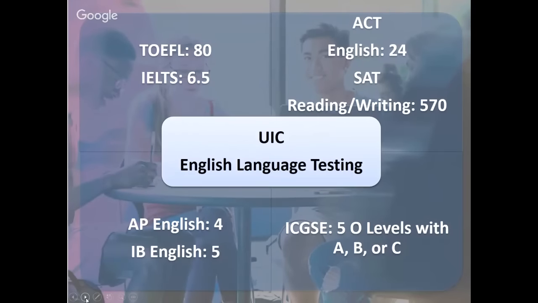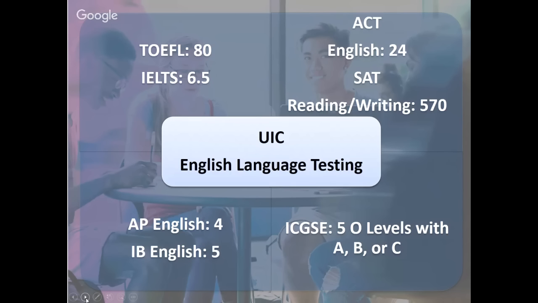English language testing, usually scholarships are not tied to your TOEFL or your IELTS test. This is strictly for admissions, to be sure that you have the English language skills necessary to be successful in the classroom. At UIC, the TOEFL minimum is 80, IELTS is 6.5. But we do accept other evidence of English proficiency. ACT English if you're a 24, or SAT reading and writing if you're a 570 or higher. We do not require TOEFL or IELTS. There's also AP English if you score a 4, or the IB English exam a 5, no TOEFL or IELTS.